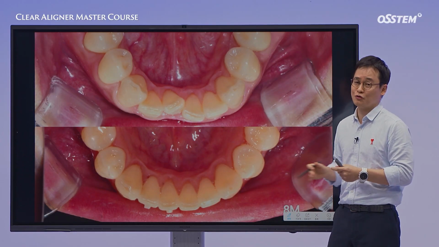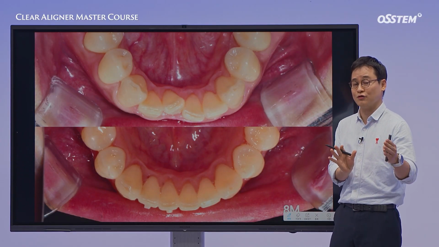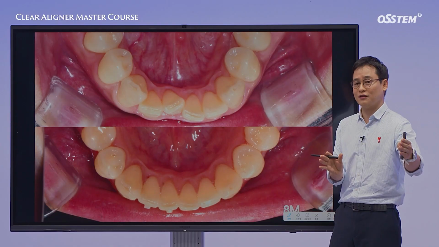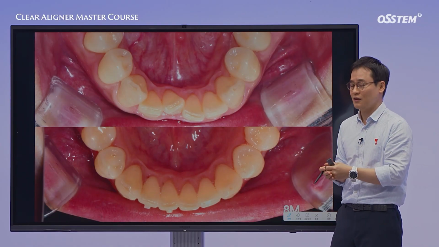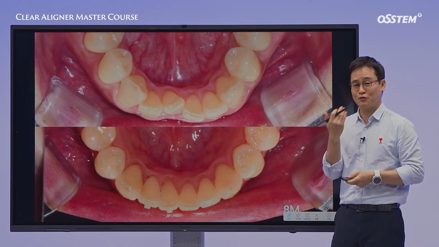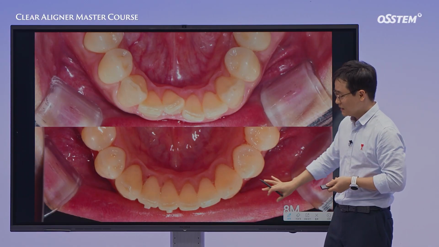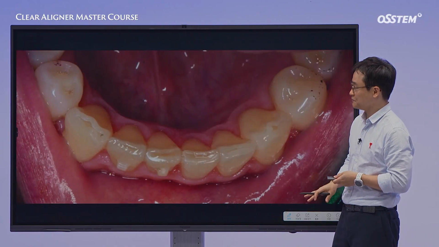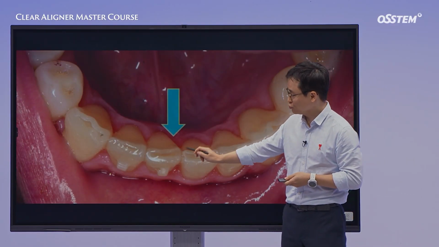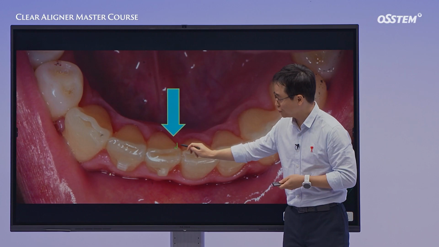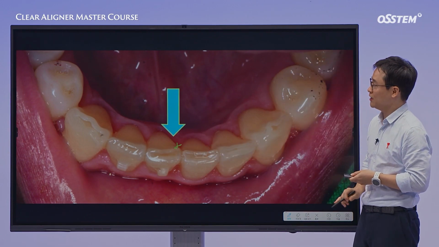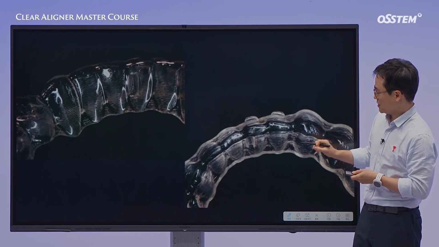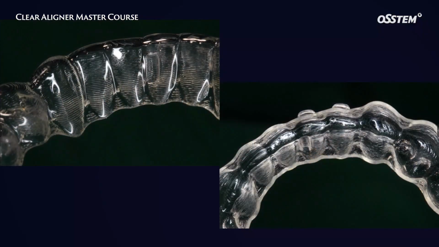Making a new aligner involves additional cost and waiting time, and placing an attachment requires patient consent. Considering all of this, a minor correction like this can often be handled by making a small adjustment to the aligner in this area. So in this case, I added a small inward convex bend, although it may be hard to see here, to help the teeth align.